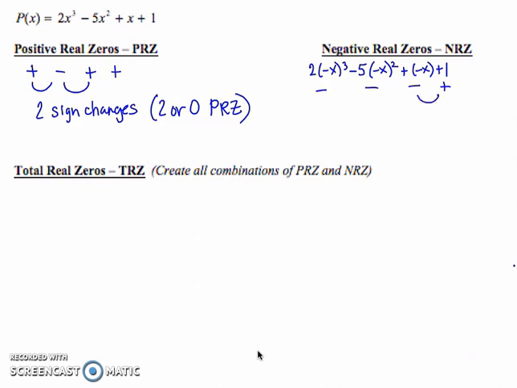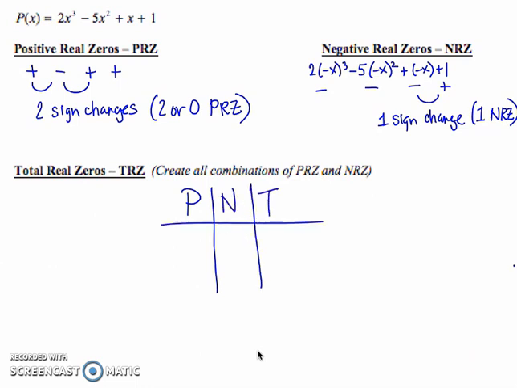So all we have here is 1 sign change, which tells us that we have 1 NRZ, 1 negative real zero. So our total zeros here then are going to be, if we make a table just like we did before, we've got our positives, we've got our negatives, and we've got our total.